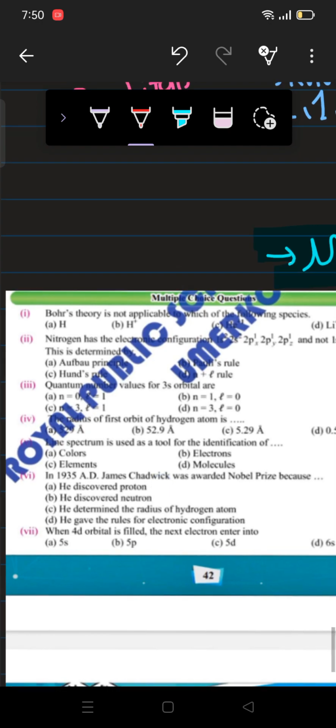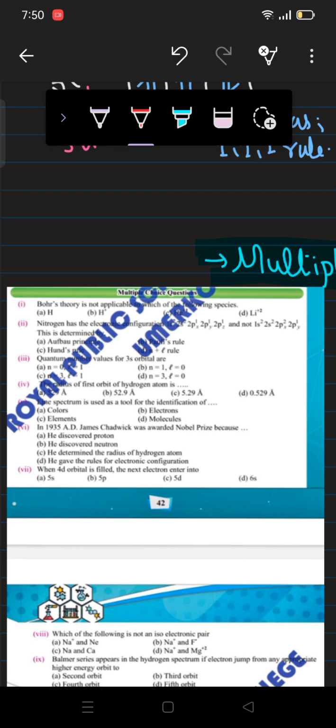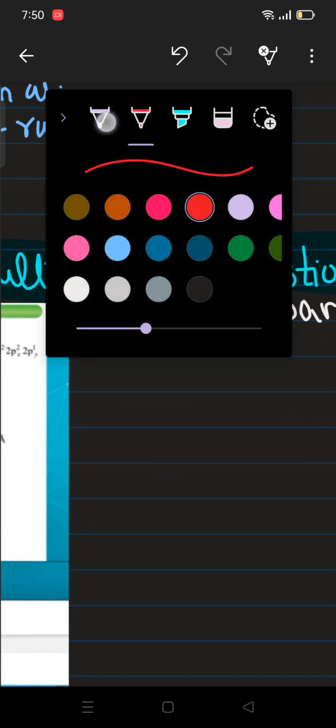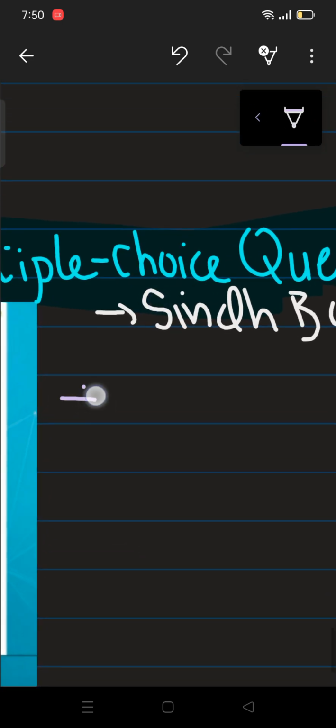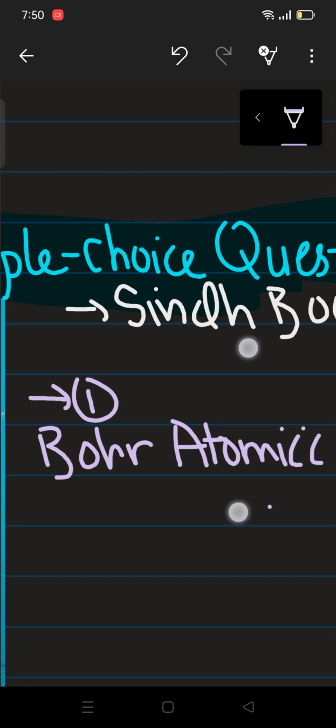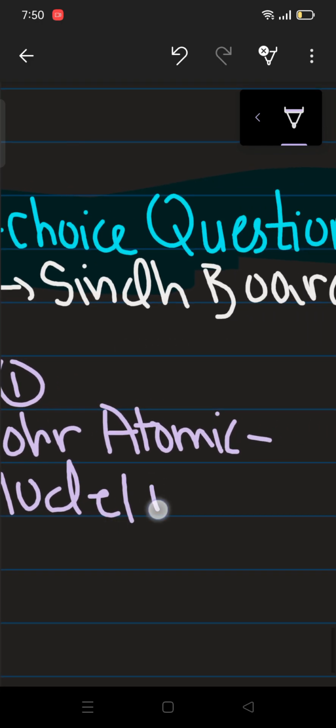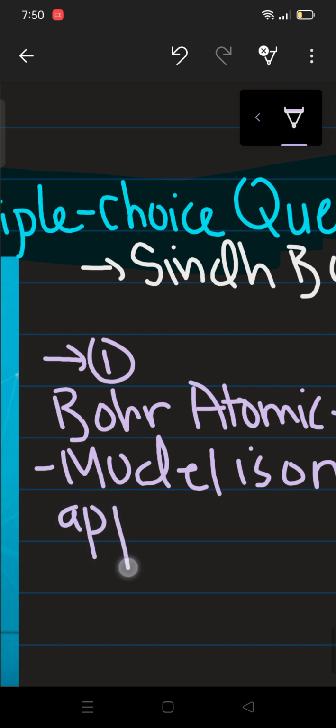Bohr theory is not applicable to which of the following species? Hydrogen, H plus, helium plus, and lithium plus plus. We have already discussed that the Bohr atomic model is only applicable to single electron species.